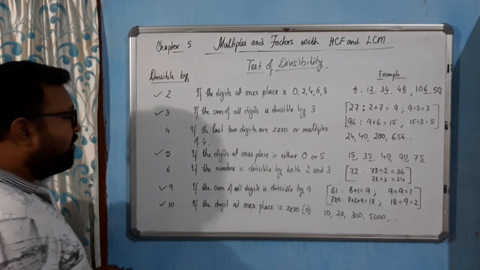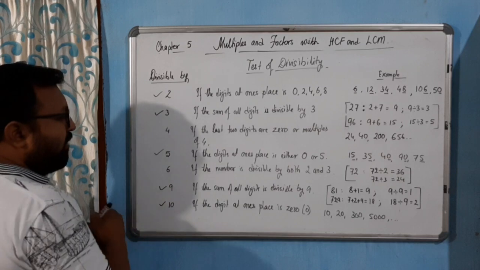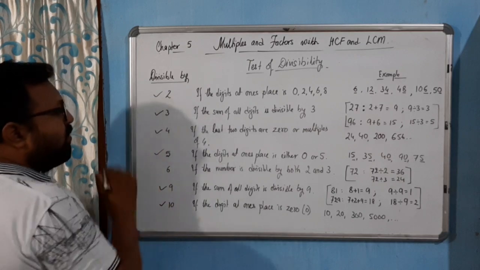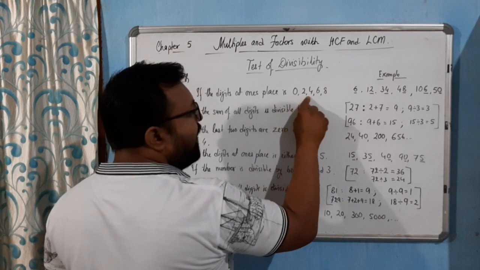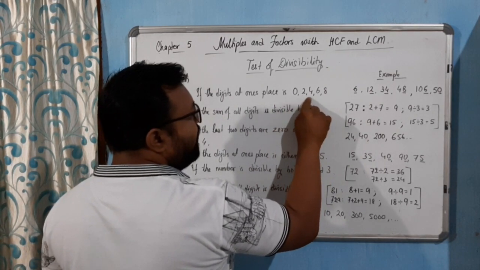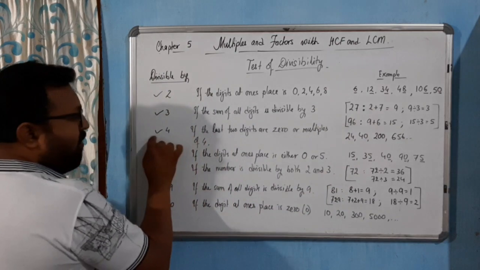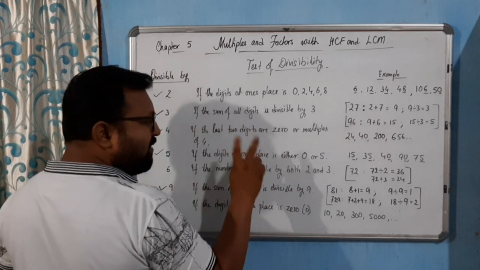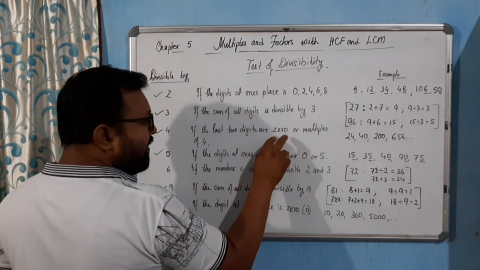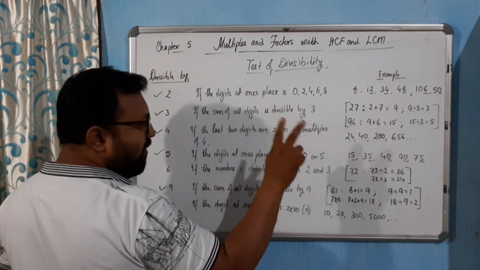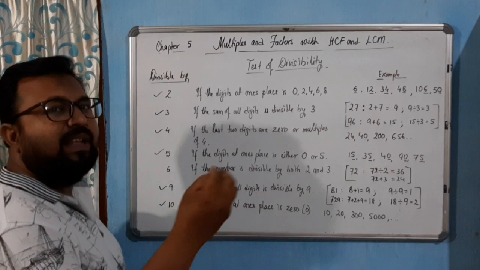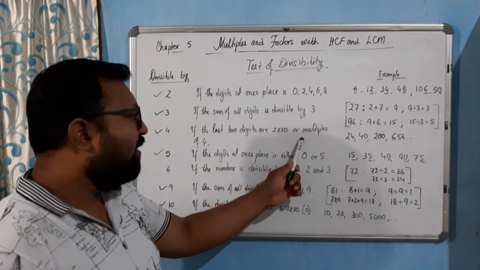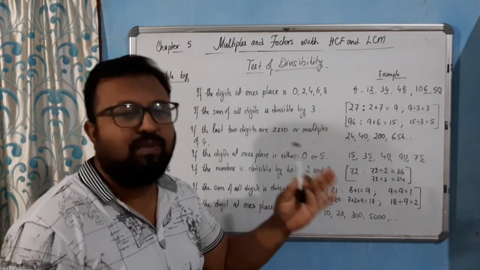Now come to divisibility by 4. In 4, just like 2, the last digit should be 0 or a multiple of 2, like 2, 4, 6, 8. In 4, the last two digits should be 00, or the last two digits will be a multiple of 4 or divisible by 4. You can write either divisible by 4 or multiple of 4, same thing.